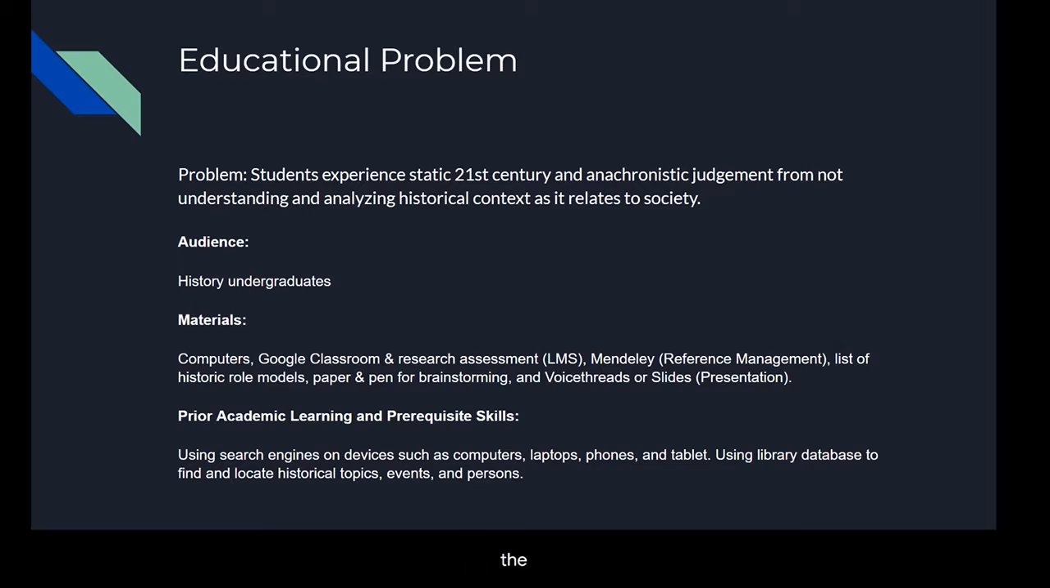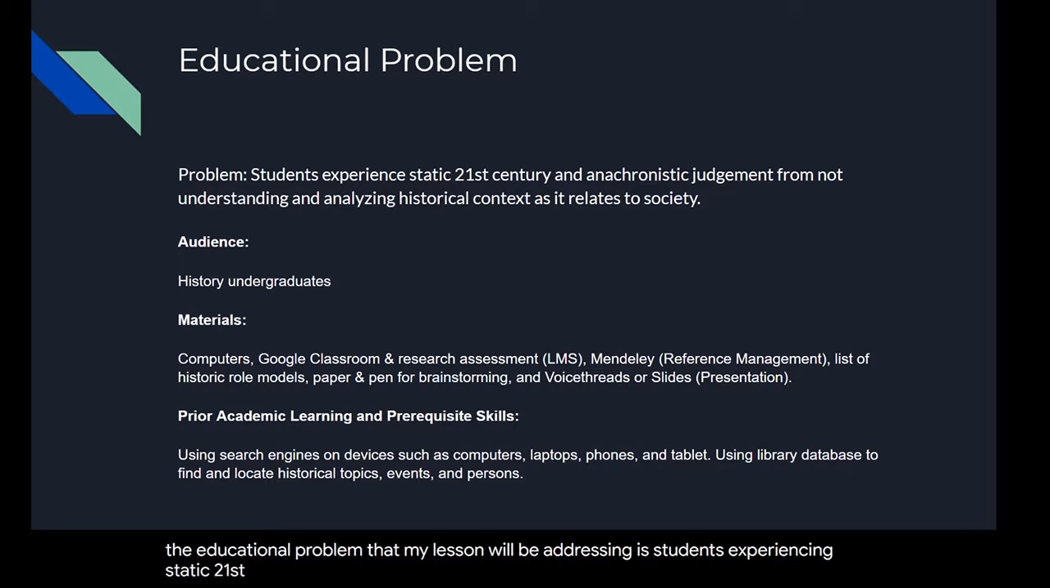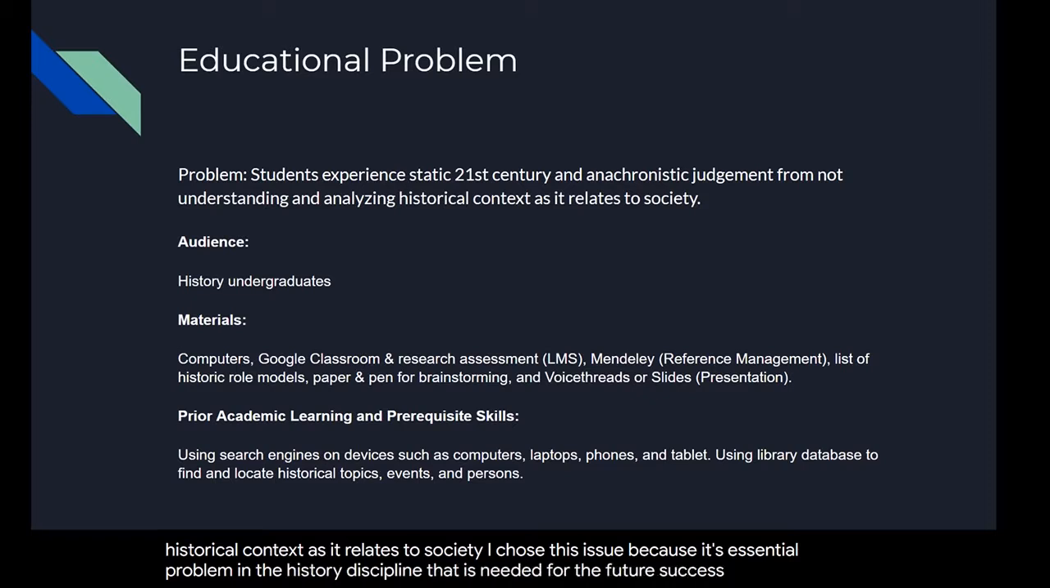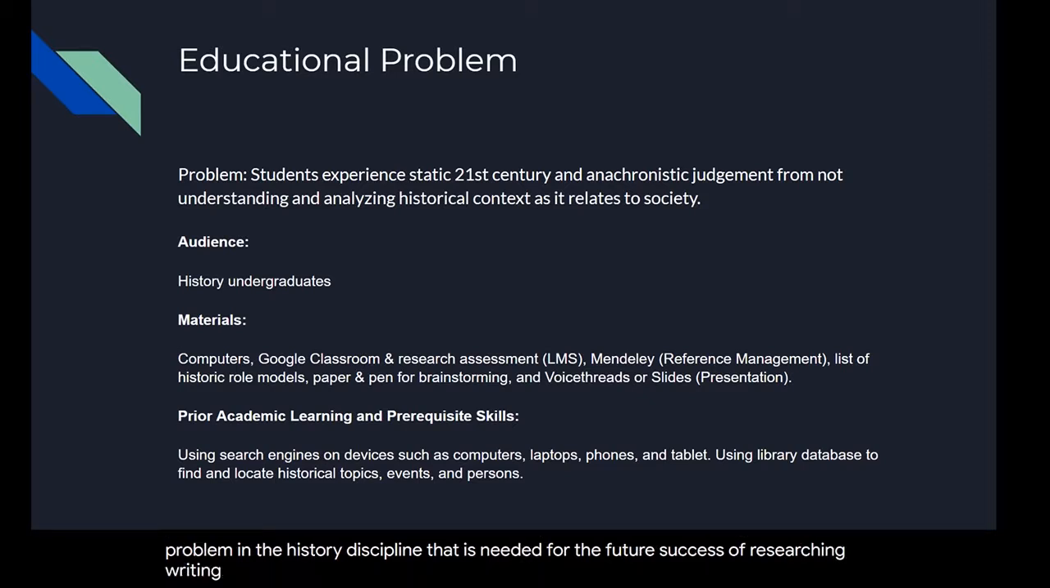The educational problem that my lesson will be addressing is students experiencing static 21st century and anachronistic judgment from not understanding and analyzing historical context as it relates to society. I chose this issue because it's a central problem in the history discipline that is needed for the future success of researching, writing, and limiting stereotypes and bias.